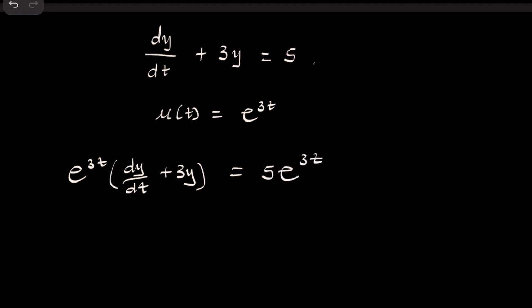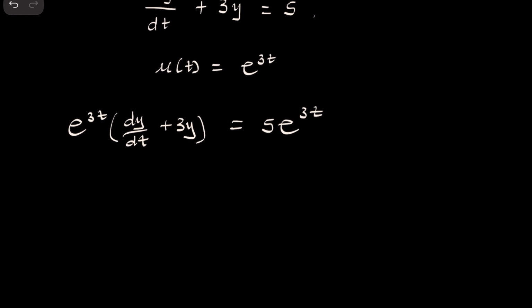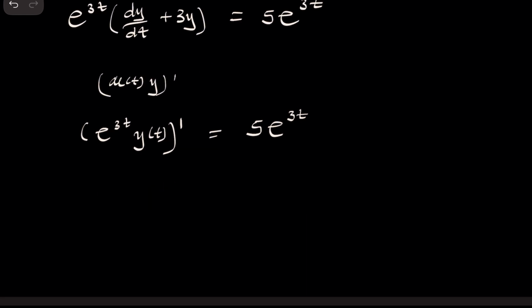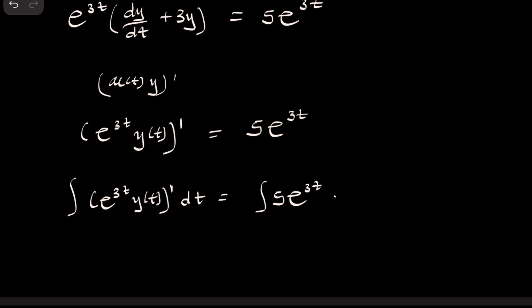As we saw from the solution procedure, the left hand side will always be simplified to (mu(t) y)'. So in this case, we are going to have (e^(3t) y(t))' equal to 5 e^(3t). We just have to integrate both sides. So you're going to have the integral of (e^(3t) y(t))', integrating with respect to t, and we do the same to the right hand side, the integral of 5 e^(3t) dt.